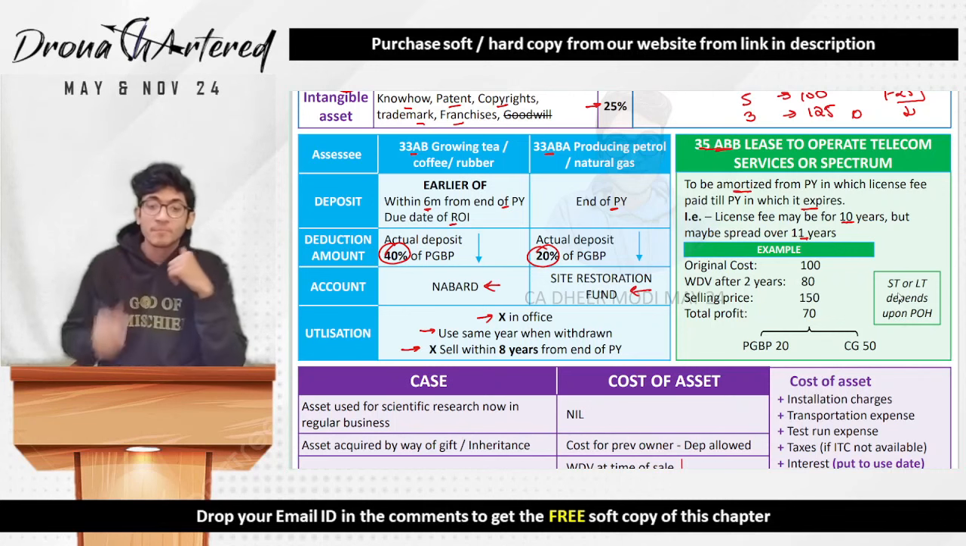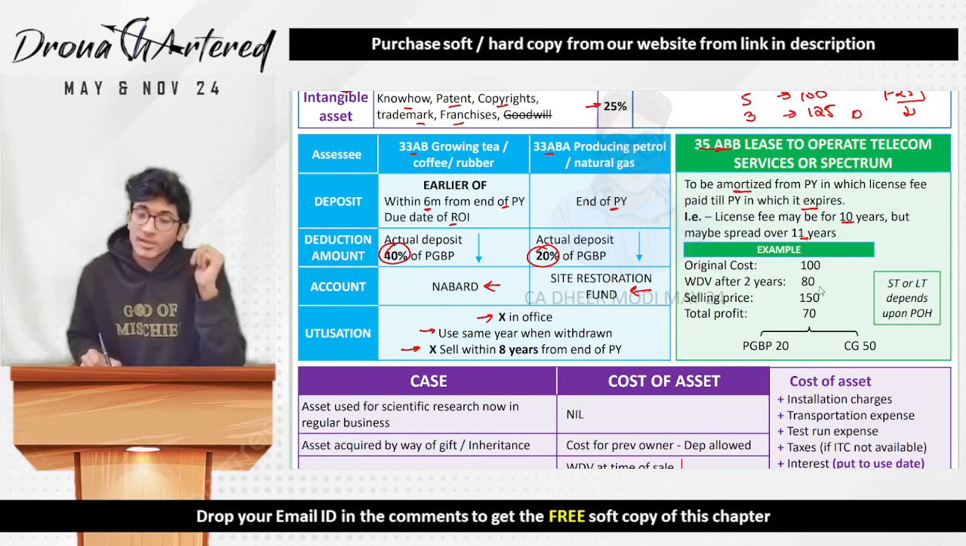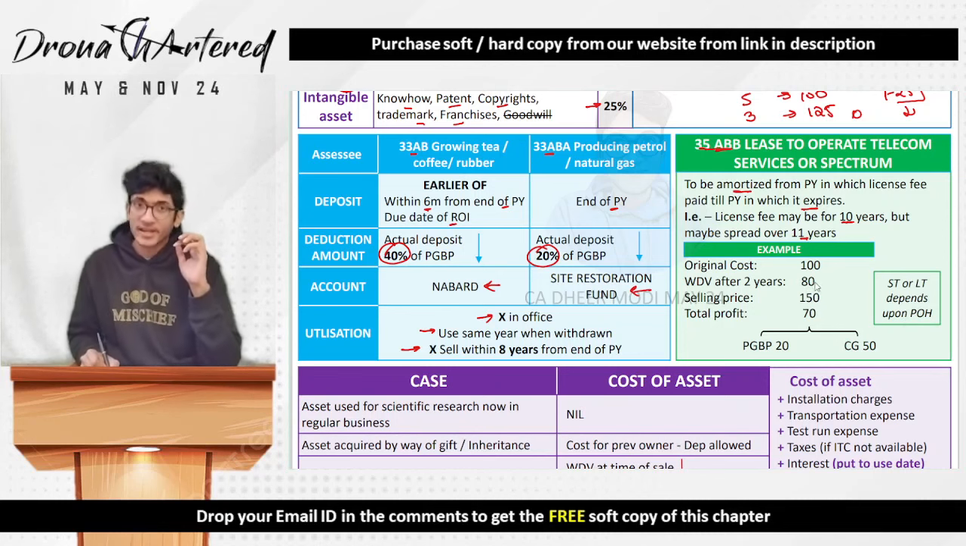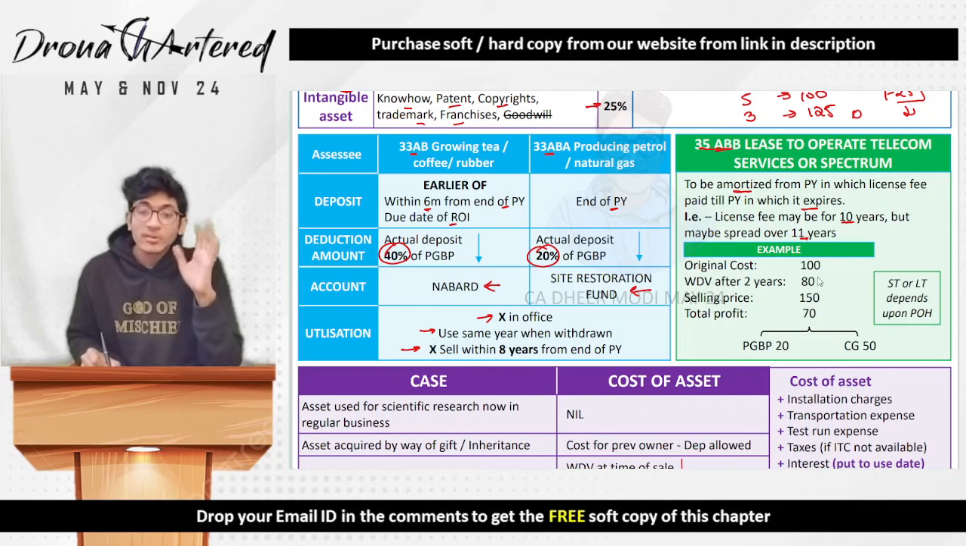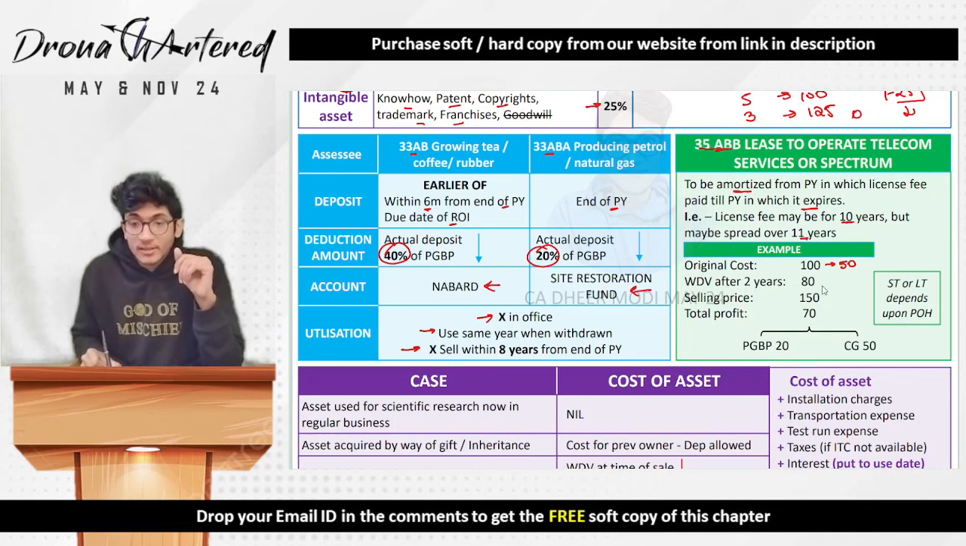So let's say, just for example, we are calculating something. If the original cost is 100 rupees, we purchase this license for 100 rupees, and we used it for 2 years, and now the WDV comes to 80. And we sold it for 150. That means 50 rupees over 100. So in such a case, this profit of 70, that is 80 minus 150, is your 70.